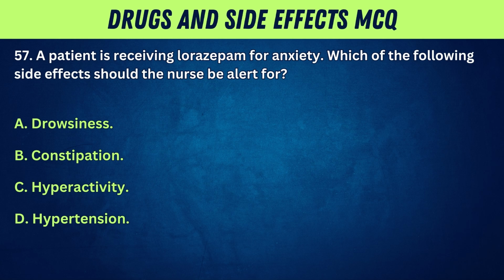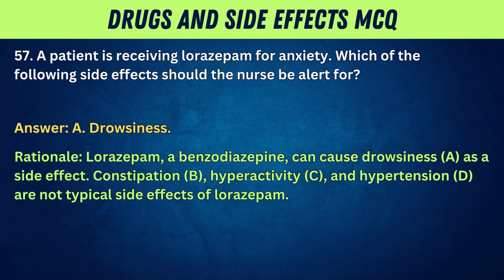57. A patient is receiving lorazepam for anxiety. Which of the following side effects should the nurse be alert for? A. Drowsiness. B. Constipation. C. Hyperactivity. D. Hypertension. Answer: A.